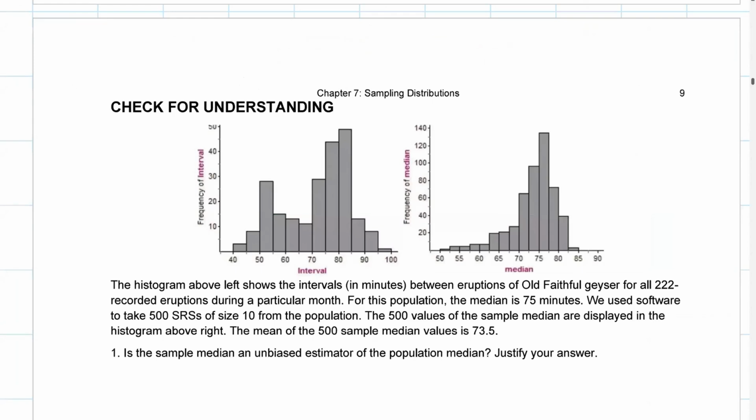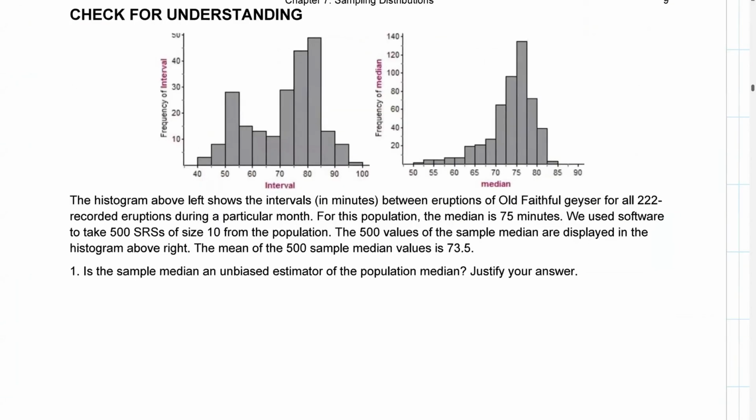Let's check for understanding. The histogram on the left shows the intervals in minutes between eruptions of Old Faithful in Yellowstone Park for all 222 recorded eruptions in a particular month. By the way, just to note this, this is a population distribution. All right. Now, for this population, the median was 75. Okay, so that's a median from the population.